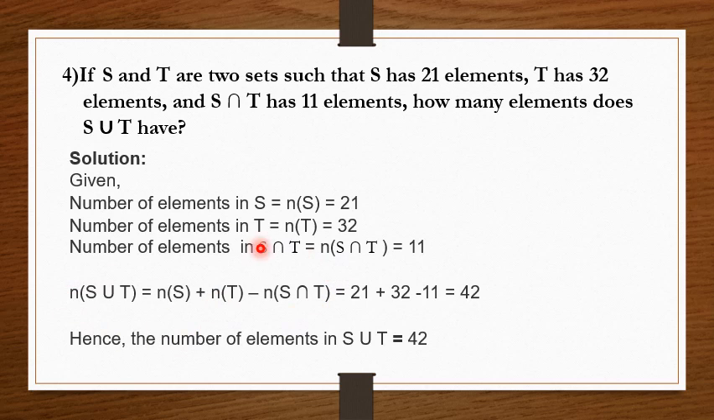So the formula n(S ∪ T) = n(S) + n(T) − n(S ∩ T) is very important. You need to study this formula very well and substitute all the given values in this formula and find the unknown thing. Here the unknown value is n(S ∪ T). In the previous question the unknown values are different. So you need to read the questions carefully, substitute the values in this formula and calculate the unknown variable. Then you will get the answer.